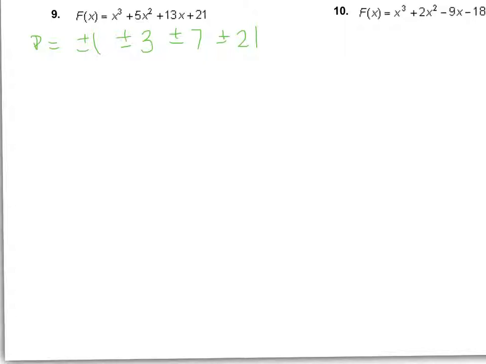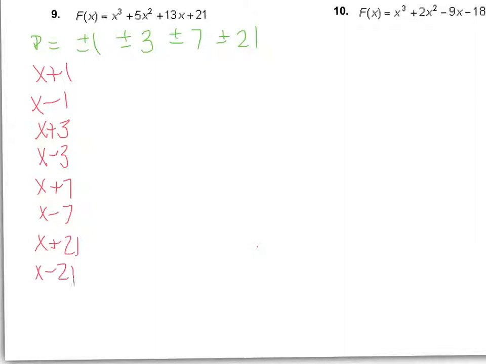So what I'm going to do first is we learned the remainder theorem. And the remainder theorem says if I plug the number in and I get 0, then it tells me if it's a factor or not. So the x plus 1 being my first factor, x minus 1 is my second, x plus 3 is my third, x minus 3 is my fourth option, x plus 7, x minus 7, x plus 21, and x minus 21. So what I'm going to do is plug in these numbers over here, well, the opposites of those numbers actually, and see if I get 0.